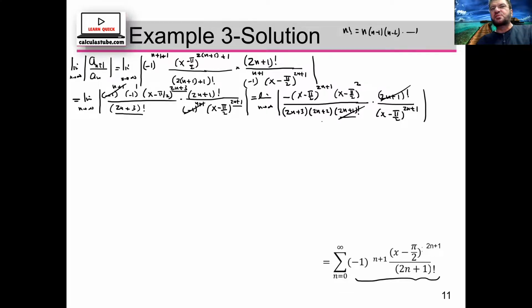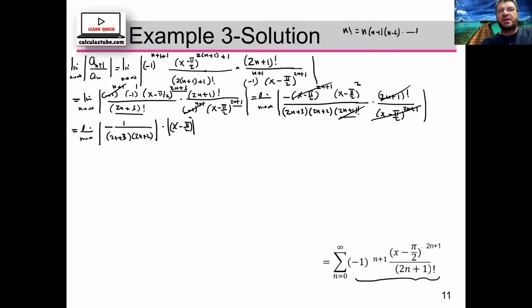So look what happens. This goes with that. This one all goes with that one. So what am I left with? I'm left with the limit as n goes to infinity of what? On the top, I'm going to take the minus. Let's take the n's only, guys. So what is this? 1 over, there is no n on the top at all, 2n plus 3 and 2n plus 2, times the absolute value of x minus pi over 2 all squared.